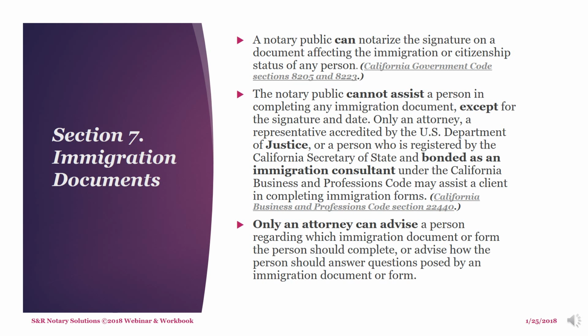A notary public can notarize the signature on a document affecting the immigration or citizenship status of any person. The notary public cannot assist the person in completing any immigration document except for the signature and date. Only an attorney, a representative accredited by the U.S. Department of Justice, or a person who is registered by the California Secretary of State and bonded as an immigration consultant under the California Business and Professions Code may assist the client in completing immigration forms.